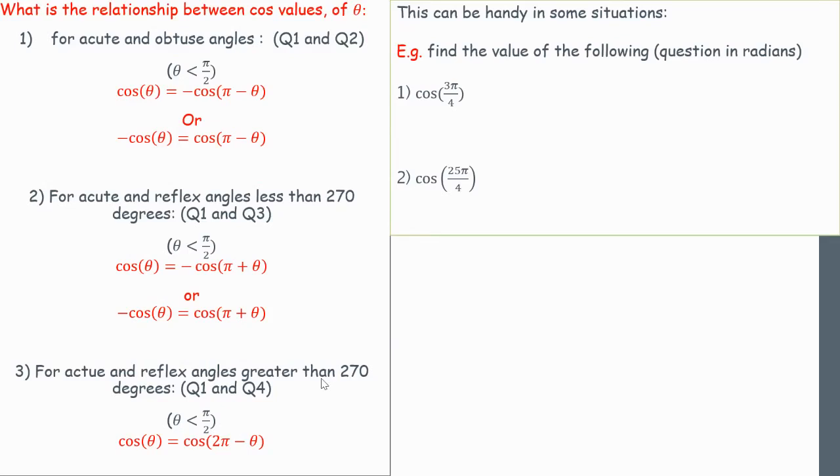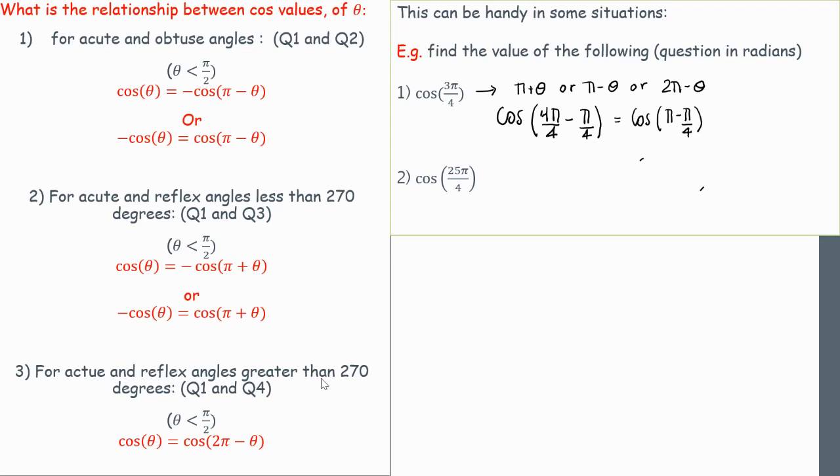Now the same applies for cos, except the rules are slightly different. So take your time to write out the rules and then do the examples with me. Example 1, we've got to try and find cos 3 pi on 4. So remember, I want to make this equal to cos of pi plus a theta, pi minus a theta, or 2 pi minus theta. 3 pi on 4 is close to pi. We just subtract pi on 4. So cos 3 pi on 4, I can really write that as cos of 4 pi on 4 minus pi on 4, or cos of pi, that's 4 pi on 4, minus pi on 4.